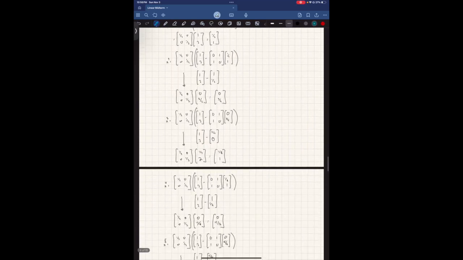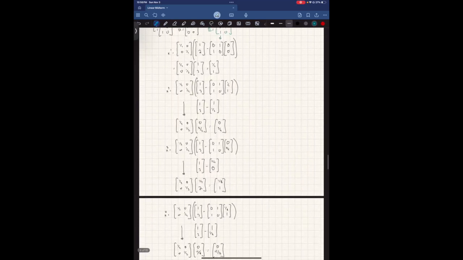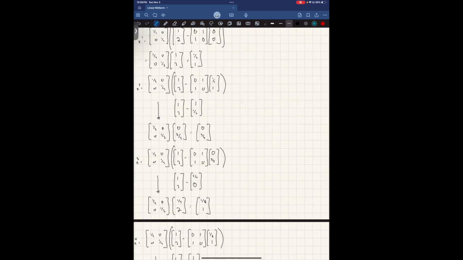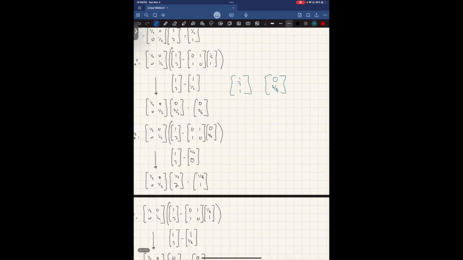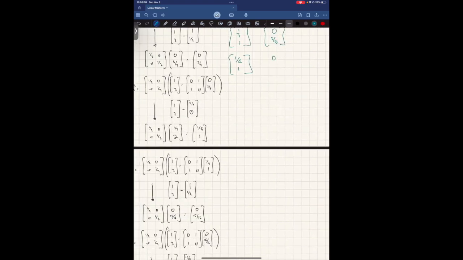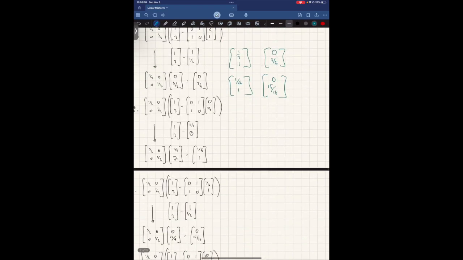So our first iteration leaves us with 1/2, 1. And then we're left with 0 and 3/8. And then we're left with 1/8 and 1. And 0 and 15/16. And finally, we're left with 1/32 and 1. And I'm arguing again that this converges towards 0, 1.